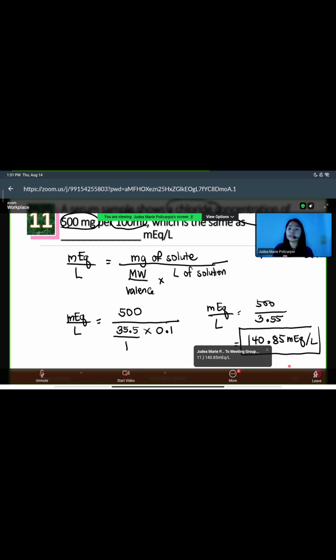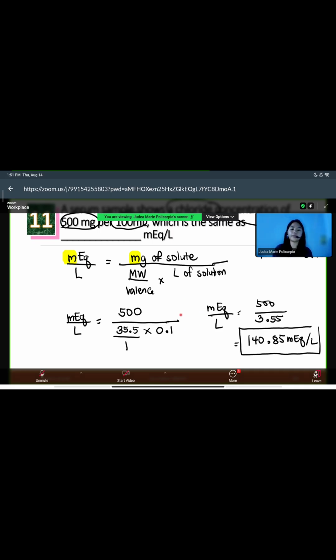Okay, so again, this is just a normality problem pa rin naman. Yung formula natin, normality pa rin naman siya. Minodify lang natin kasi ang normality EQ per liter. Kaso ang pinapahanap sa atin ay milli-EQ per liter. So therefore, we added milli on the numerator ng left side at saka ng right side. Pero still, it is your formula for normality pa rin that we use. Ginawa lang nating milli version ng normality.